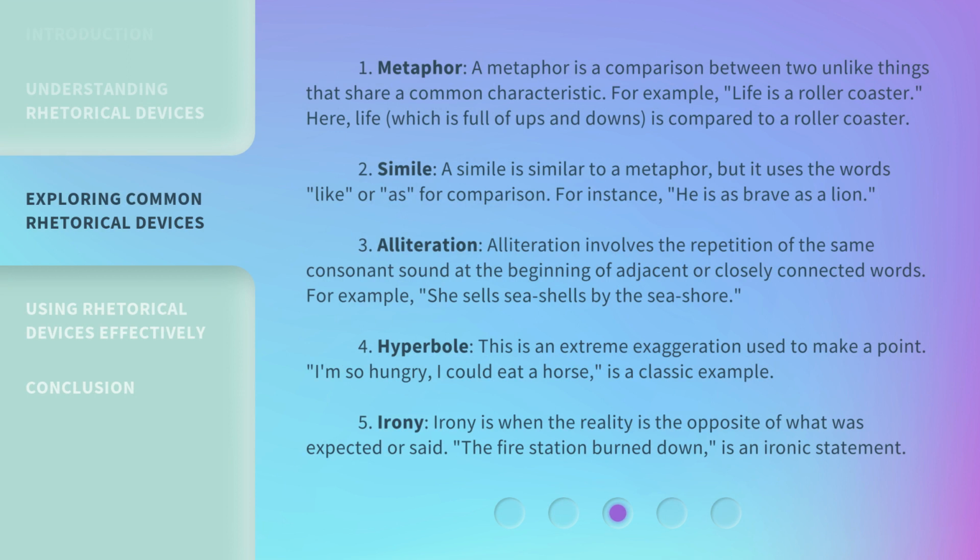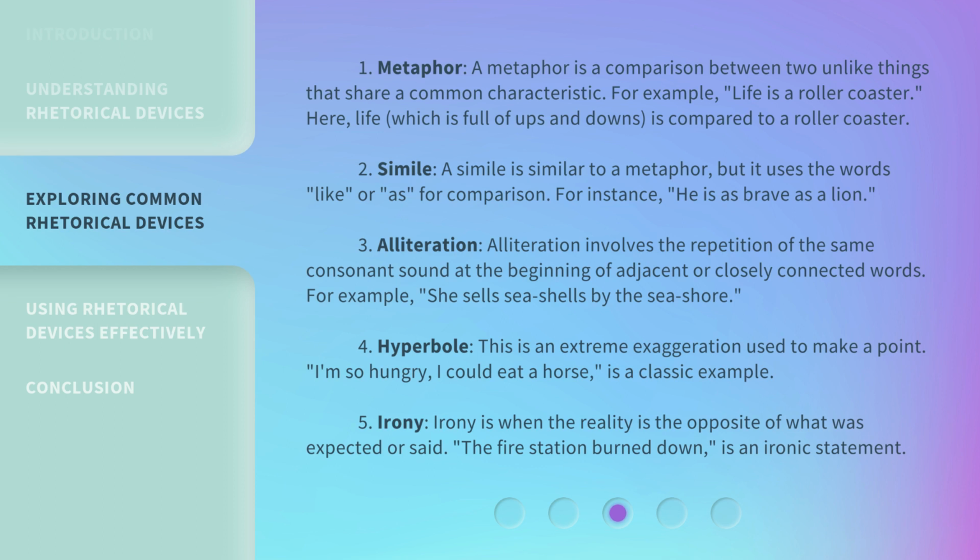1. Metaphor. A metaphor is a comparison between two unlike things that share a common characteristic. For example, life is a roller coaster. Here, life, which is full of ups and downs, is compared to a roller coaster. 2. Simile. A simile is similar to a metaphor, but it uses the words like or as for comparison. For instance, he is as brave as a lion.